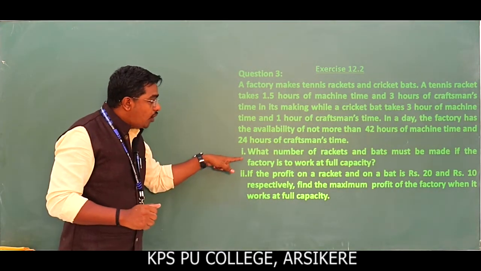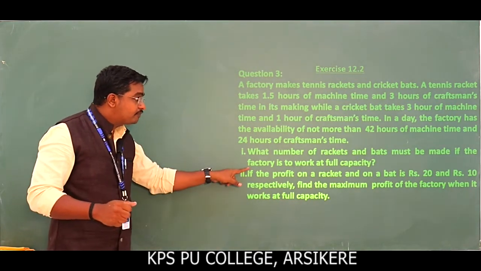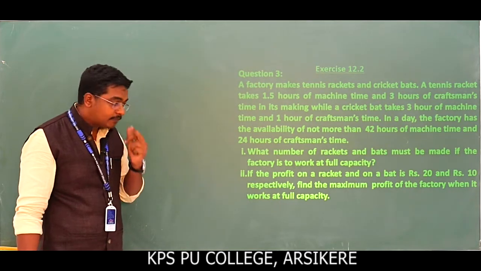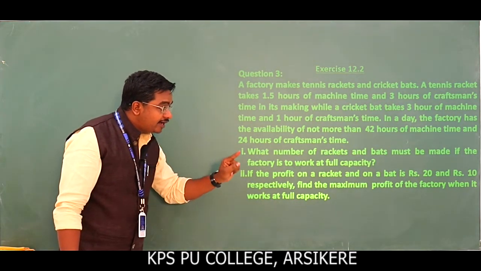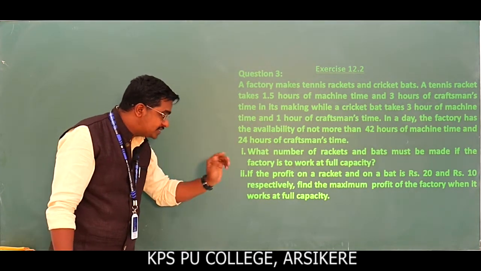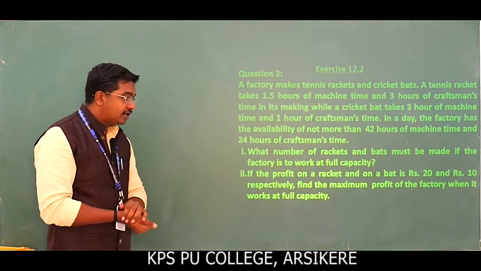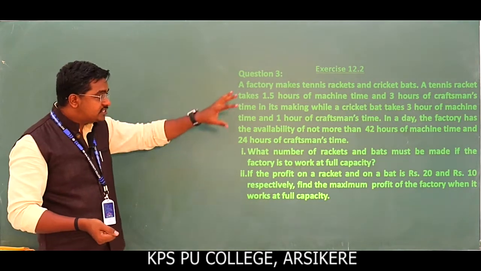First, what number of rackets and bats must be made if the factory is to work at full capacity? Second, if the profit on a racket and on a bat is 20 rupees and 10 rupees respectively, find the maximum profit of the factory when it works at full capacity. Okay, so this is the problem.